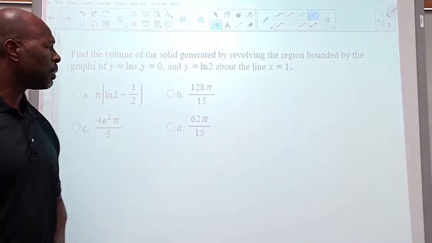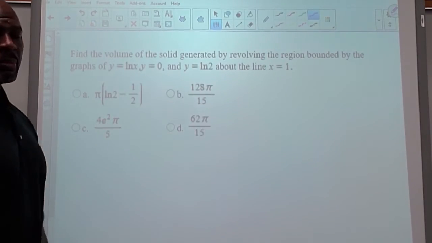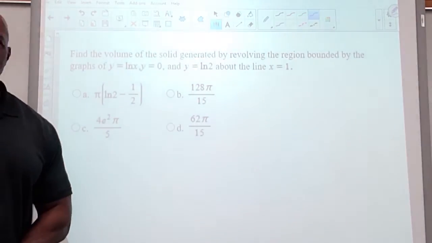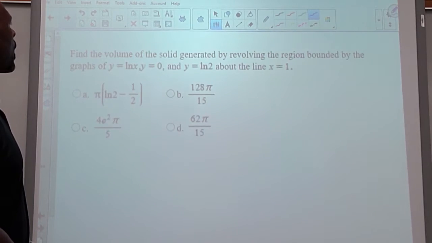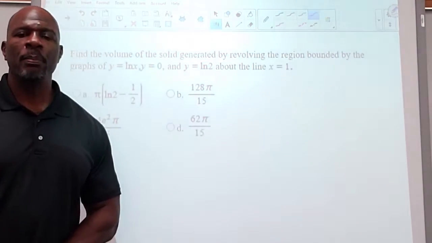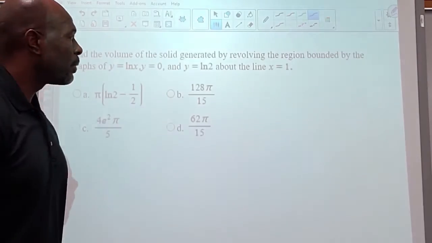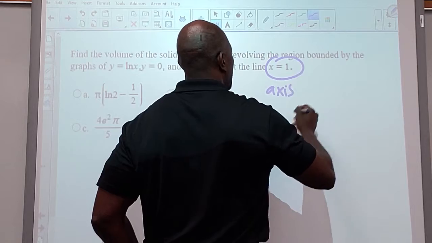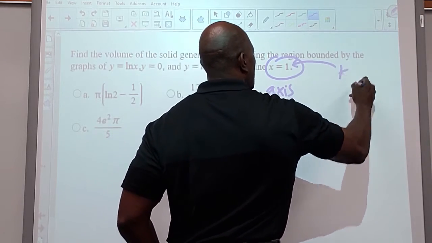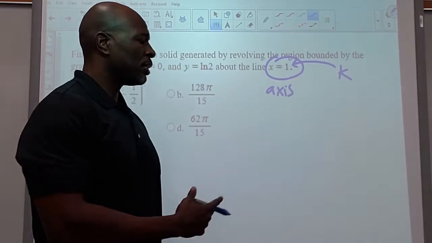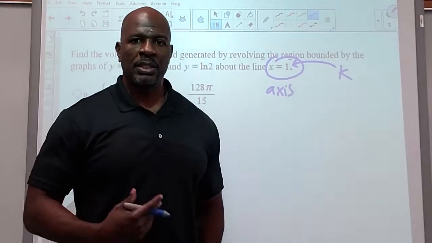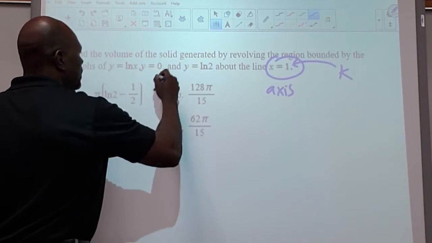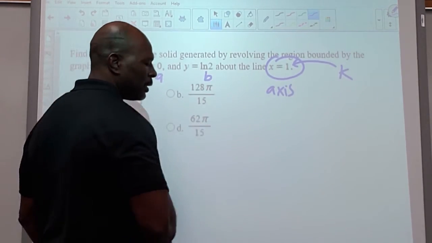And so I'll go ahead and read the problem. It says, find the volume of the solid generated by revolving the region bounded by the graphs of y equals ln x, y equals 0, and y equals ln 2 about the line x equals 1. All right, so we're rotating about the line x equals 1. Again, this is my axis of rotation. So the value of k is 1. And this is a vertical axis of rotation. When the axis of rotation is vertical, my limits are in y equals form. So that means my a is 0 and my b is ln 2.